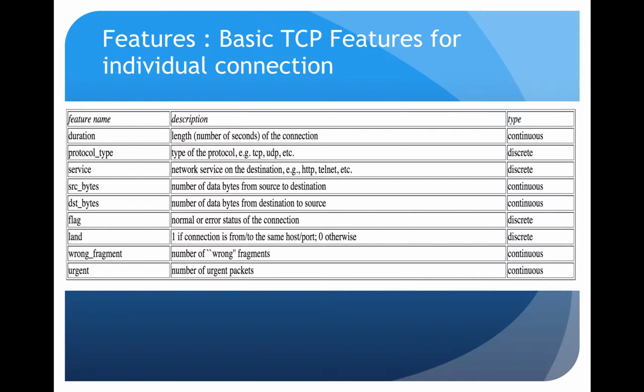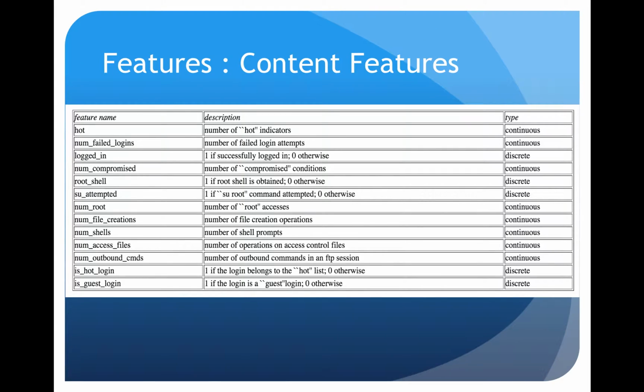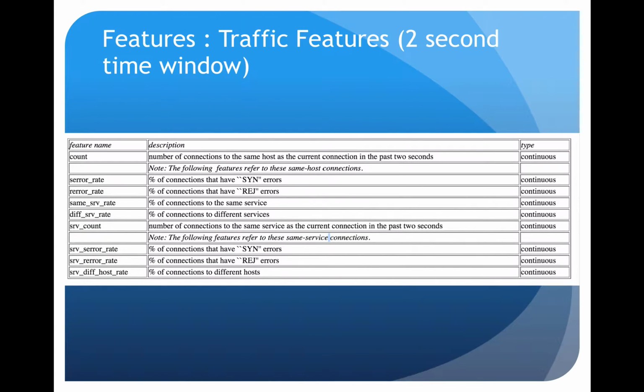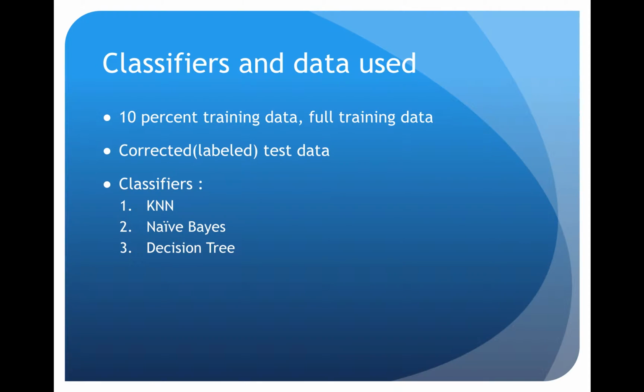Every record in both the data sets has about 41 features. These features can be grouped into three categories. First is basic TCP features, which are features like duration, protocol type, or service. Content features, which are features like whether the user is logged in, how many failed logins has the user had. Next is traffic features, features like error rate.